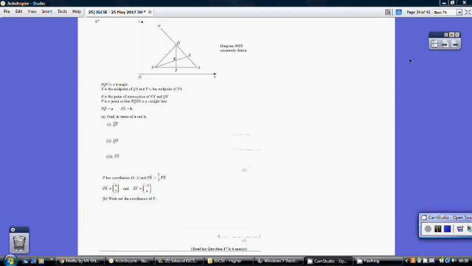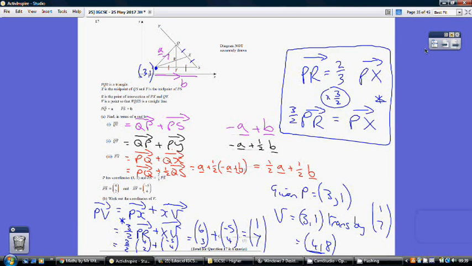Question 17. So we know PQ is vector a, PS is vector b, Y is halfway along PS, and X is halfway along QS. So for part A, the vector QS, so that's QP and PS, so minus a, as we're going down that the wrong way, plus b.